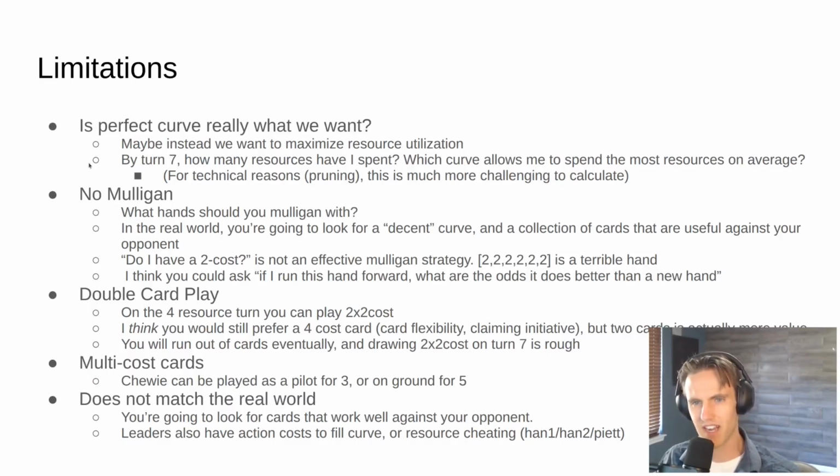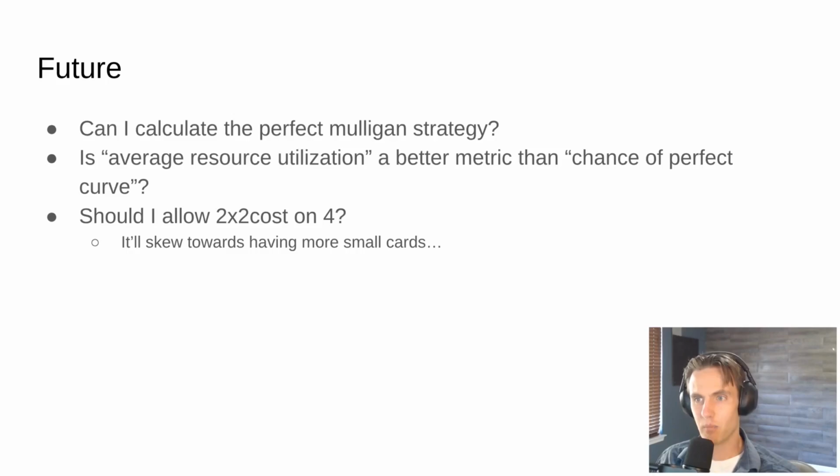But like I said, I think a perfect curve is not what we're looking for. I think it's something like maximum resource utilization, but I don't quite know what the metric is. If anyone has any ideas of what we should be optimizing, please let me know. Cool. So anyways, the future of this model is, I think I'm going to see what the perfect mulligan strategy might look like, if that's actually what we want.